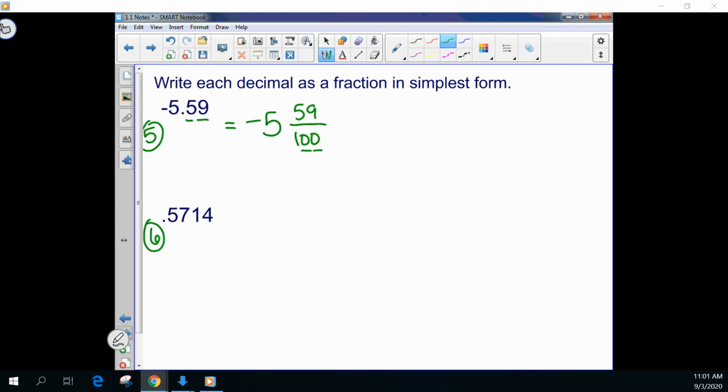So now we need to look at, can 59 over 100 be simplified? Take a look and see if you have any common numbers that go into both 59 and 100 and decide whether it can be simplified. If you go through a few of them, you'll see that there's nothing in common between 59 and 100 except 1. So your final answer would be negative 5 and 59 over 100.